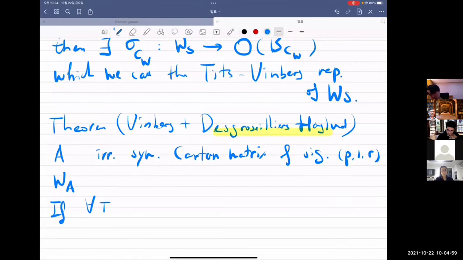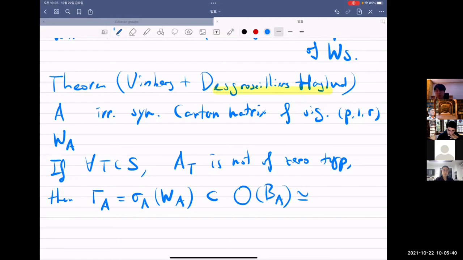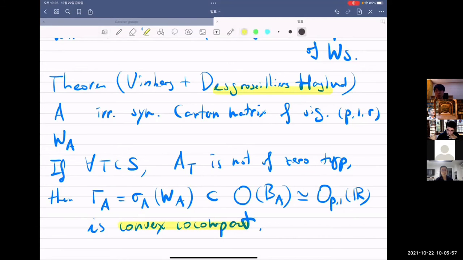and W_A be a Coxeter group comparable with A. And if for all T in S, the A_T, so the notation A_T is simply the restriction of A to T cross T, is not of 0 type, because the 0 type is related to the affine Coxeter group, then the subgroup gamma_A, which is sigma_A(W_A), in the O(B_A), of course isomorphic to the O(p,1), is convex co-compact.